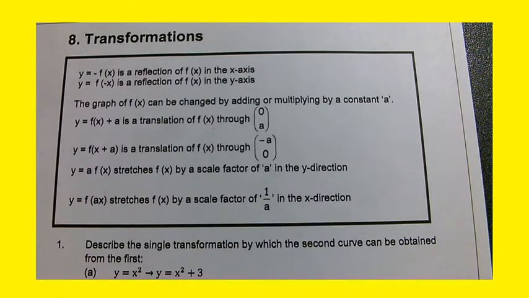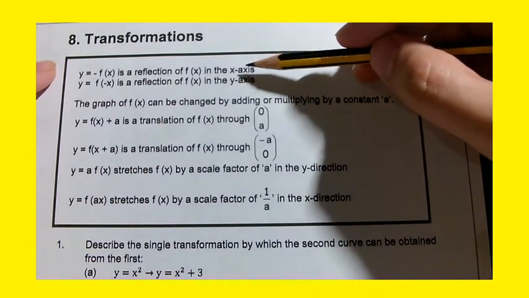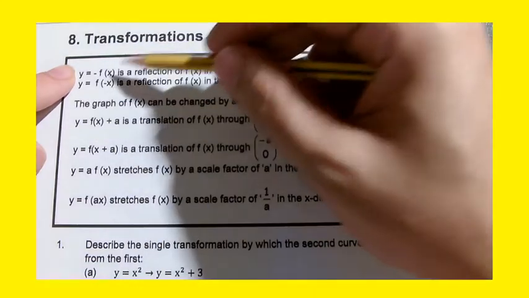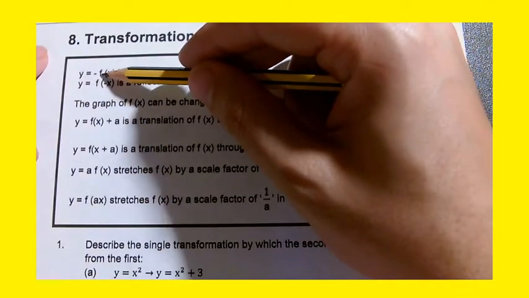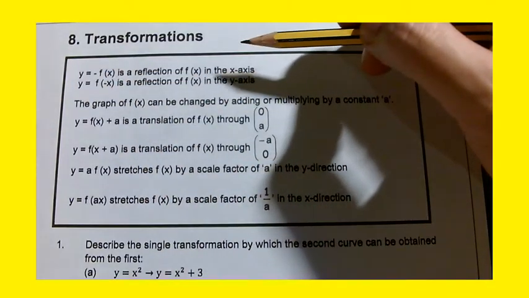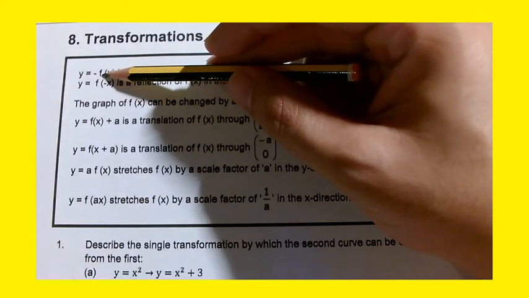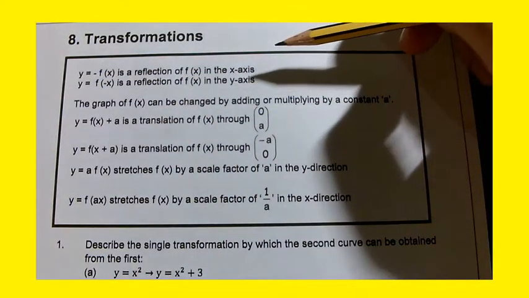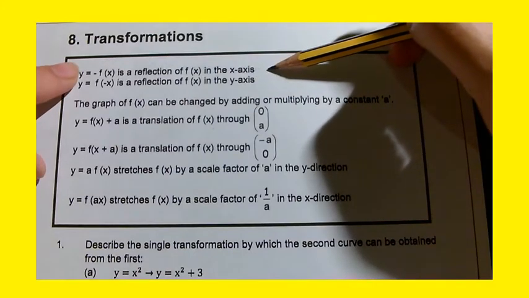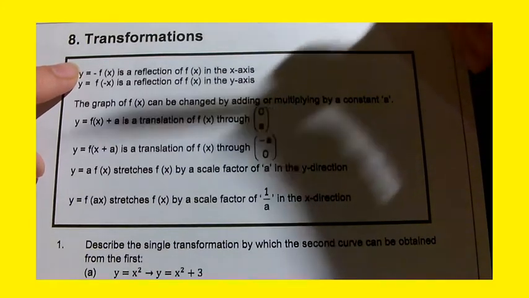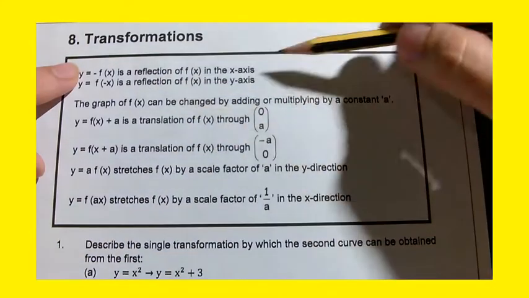And a lot of the time it's a case of recognising what's going on to the function that we're dealing with. So let's look at reflection first of all. If I have a function f of x and there's a minus outside it, that basically means that all the y values have been multiplied by minus 1. So the original graph f of x, if you multiply all the y values by minus 1, all those y values are going to be reflected in the x-axis.